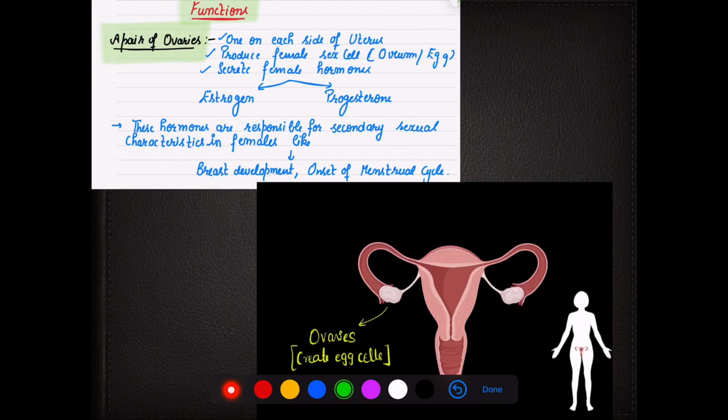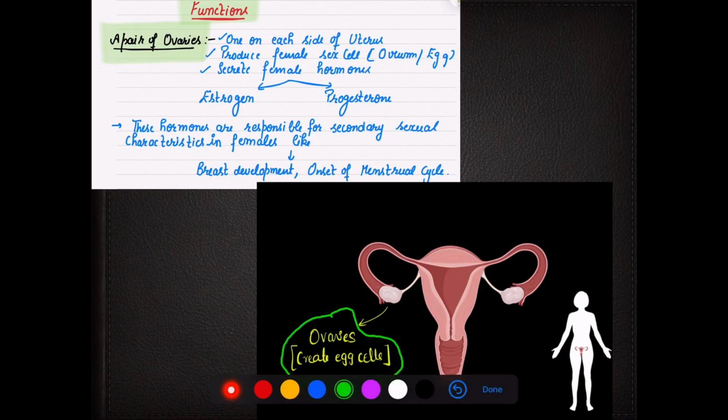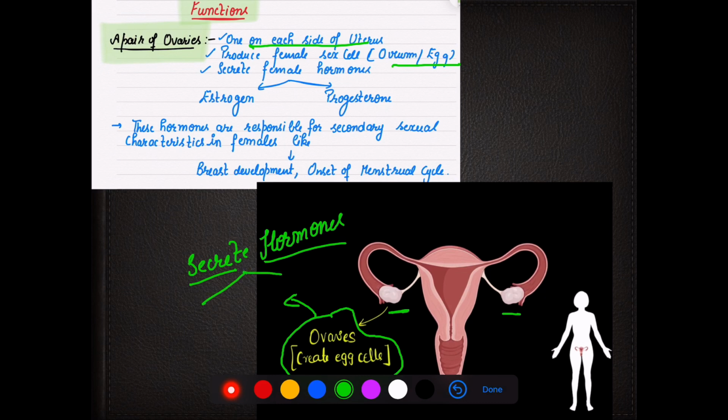We will talk about the function of each and every part. A pair of ovaries, what is their function? To form egg cells. They are present one on each side of the uterus. The other important function is that they produce egg cells, sex cells, female gametes, ovum or egg, as well as secrete hormones. Which hormones? In the male reproductive system we talked about one hormone, but in females there are two important hormones: estrogen and progesterone.